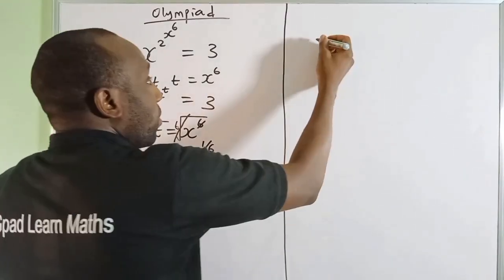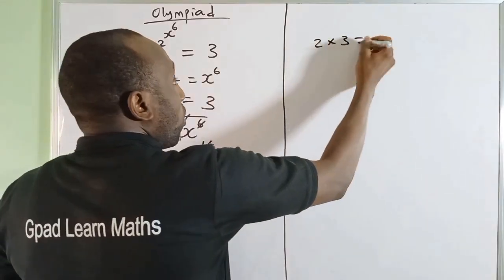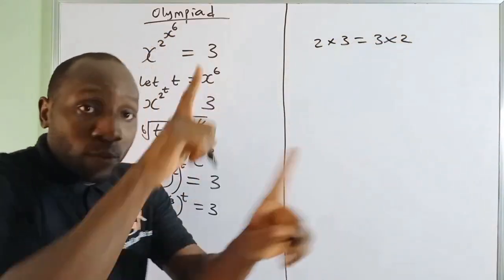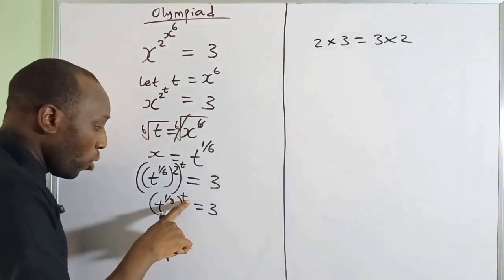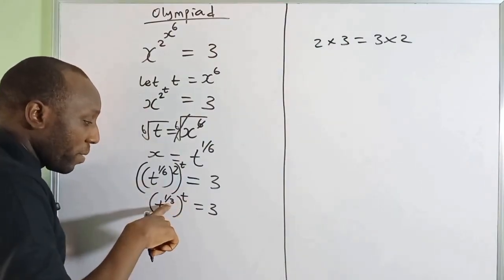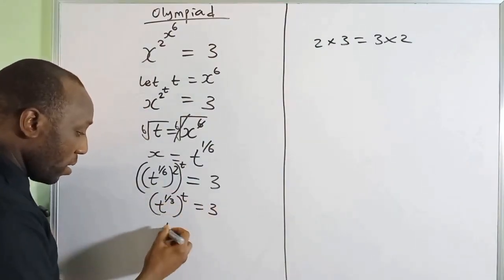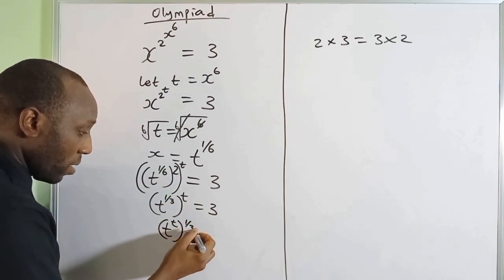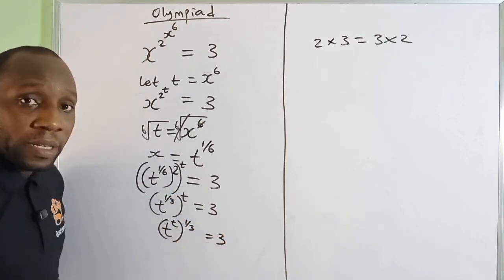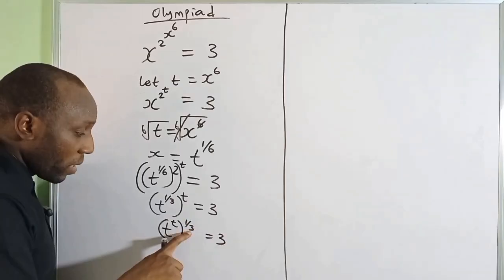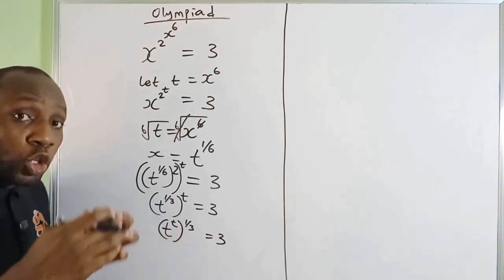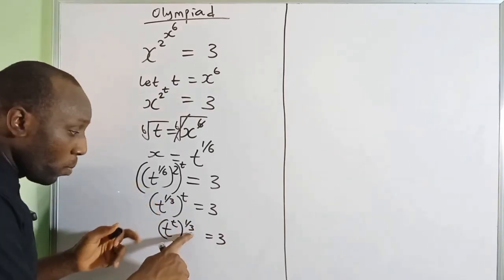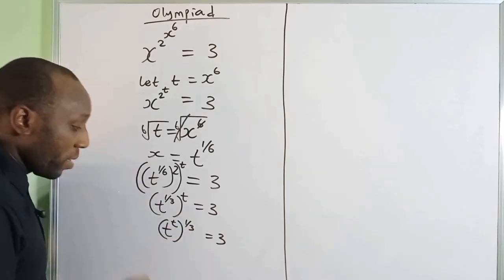Let's go on. Now I want to bring t and t together. Do you know that 2 times 3 is also 3 times 2? So they are commutative. And that's what I'm going to do here. I'm going to bring t inside the bracket and move 1 over 3 outside. So that will be t raised to the power of t in bracket, then 1 over 3, which is equal to what? 3. Now the next thing is to get rid of this 1 over 3 here. What do we do? I need to cube both sides. If I cube both sides, it's going to get rid of 1 over 3. Let's try it out here.